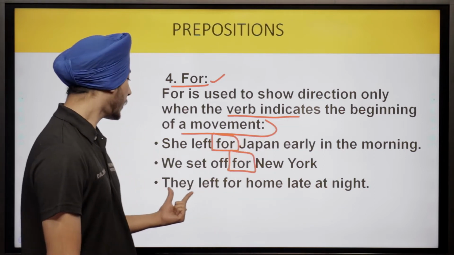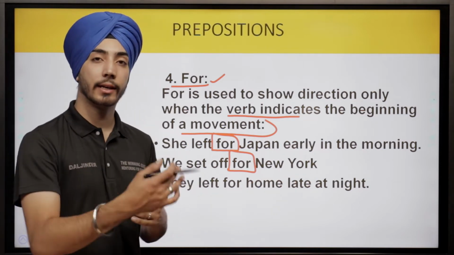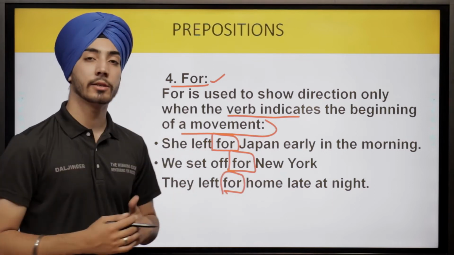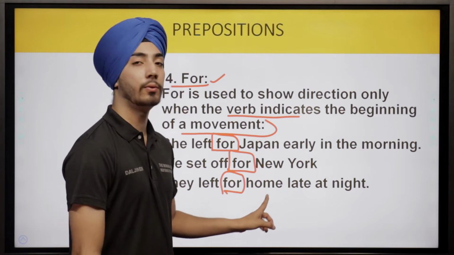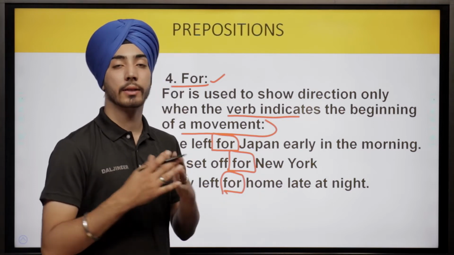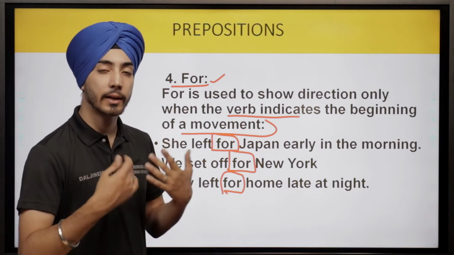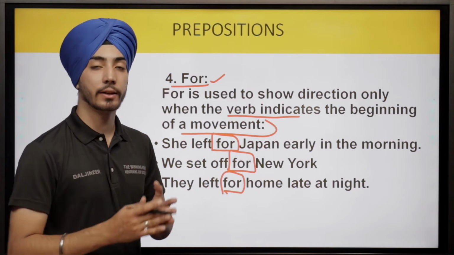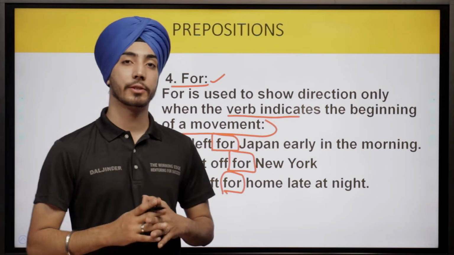ठीक है. They left for home late at night. ठीक है, वो घर जाने के लिए देर से निकले. ठीक है, that is again here it is showing us the direction, which way are they headed, which way is their journey headed, that is towards their home. So when there is a beginning of some kind of journey or a starting point of some kind of movement, there we can use for to indicate the direction of that journey or direction of that movement. Clear? Now let's look on to the next preposition here.